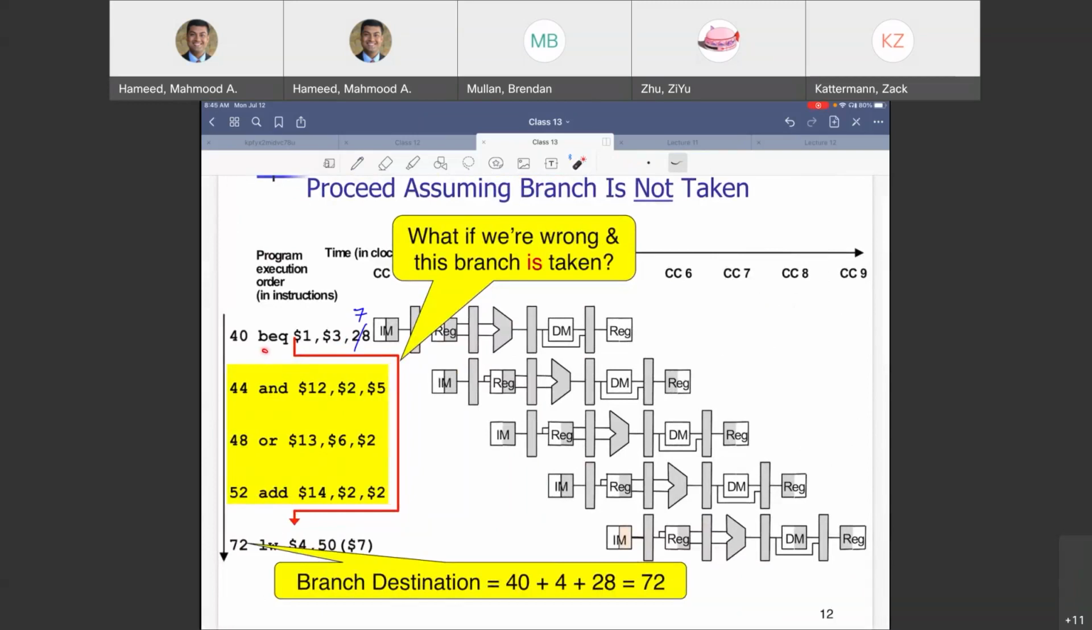So branch when equal 1 and 3, and if they are equal, you go to that branch address, PC plus 4 plus whatever, 7 times 4. So PC is what, 40. So you do 40 plus PC plus 4 times 7. You get your 72. At 72, you have a load 1 instruction. So two things could have happened with branch when equal. If they are not equal, so what are those two things? One, $1 equals $3. $1 doesn't equal $3.